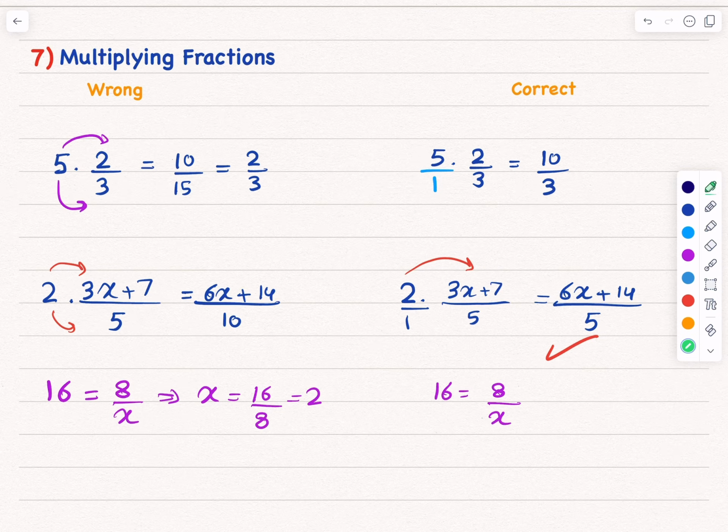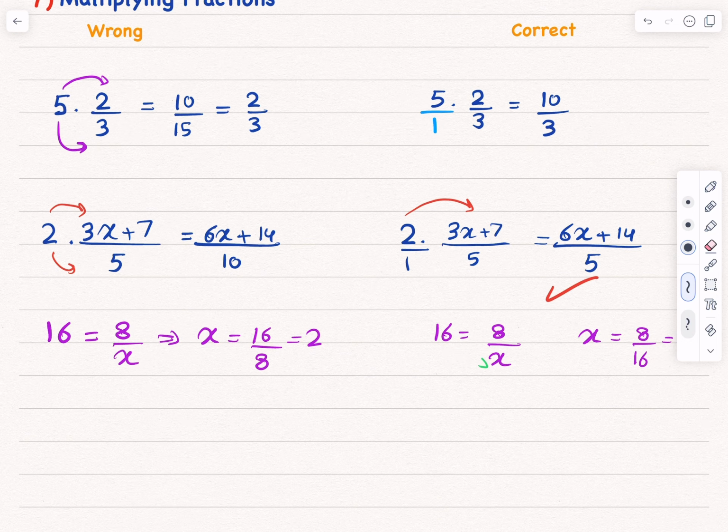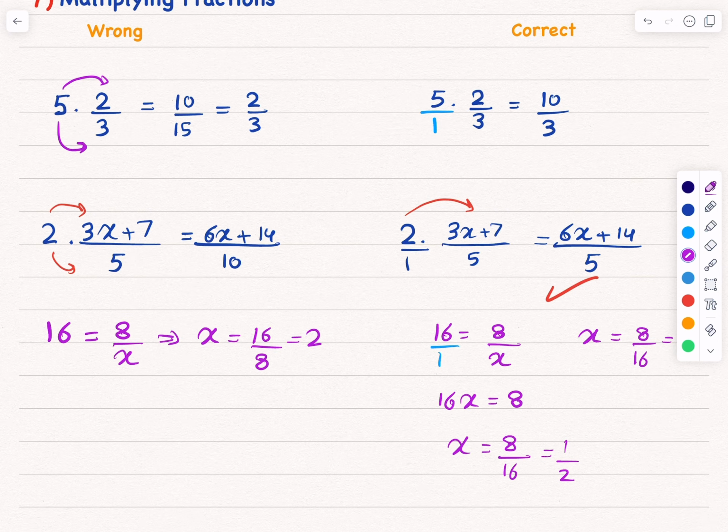To do it here in the correct way, if you have 16 equals 8 divided by x, then first you can swap these and say x is equal to 8 over 16, which is half if simplified. Or another way is to cross multiply. Here we have 1, then cross multiply: 16 times x equals 8 multiplied by 1, then divide by 16, x will be 8 over 16 again, which is half.